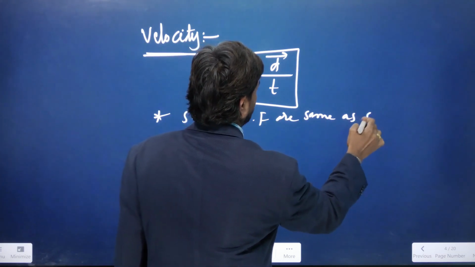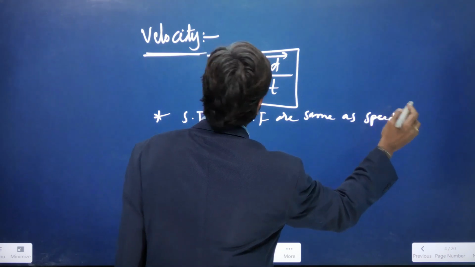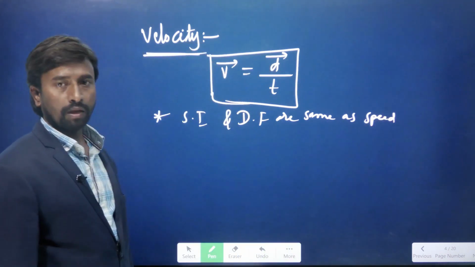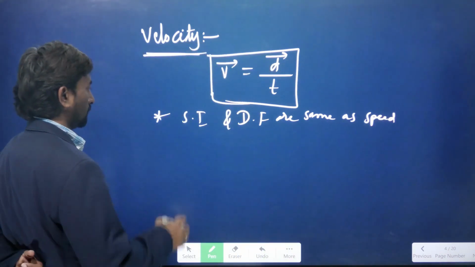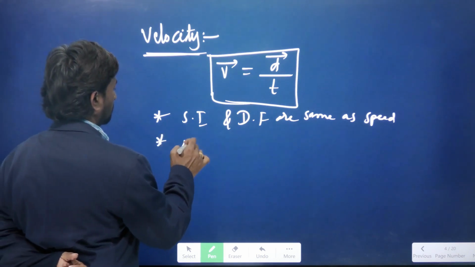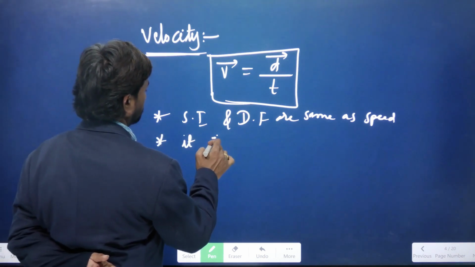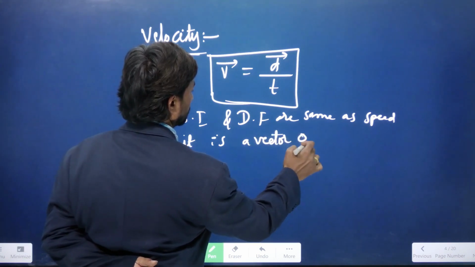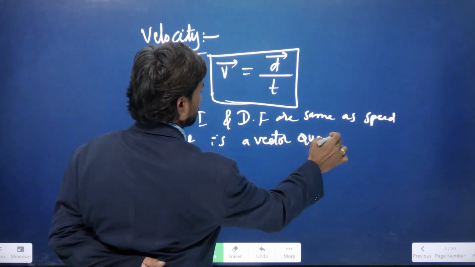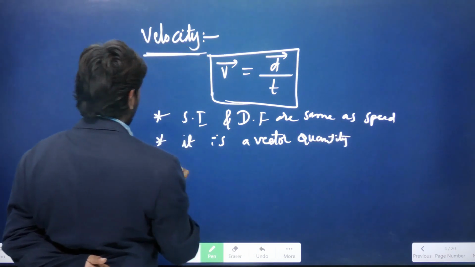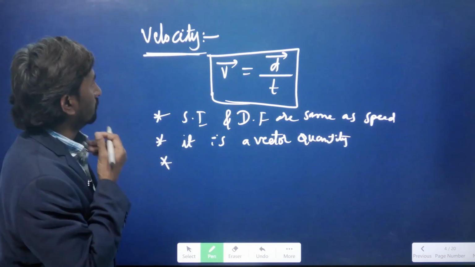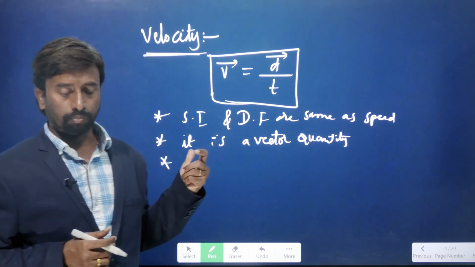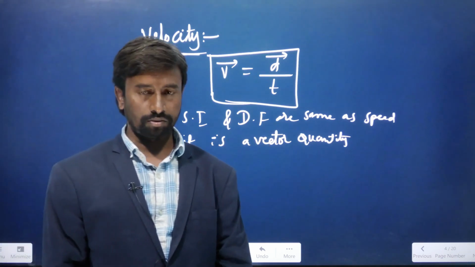Same as the speed, the unit is meter per second. Meter per second, with dimension formula L T power minus 1, for the SI unit and dimension formula. Then it is a vector quantity. And this velocity can have a negative value, positive value, and even 0 also.